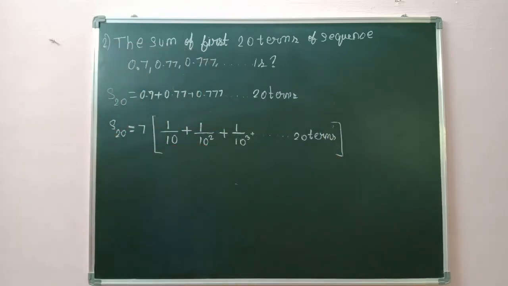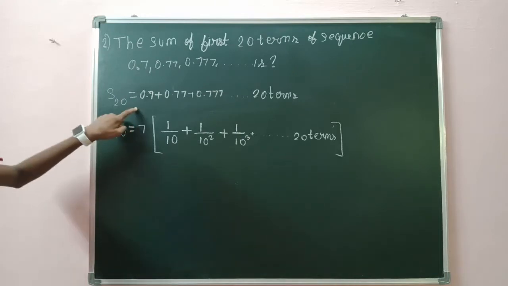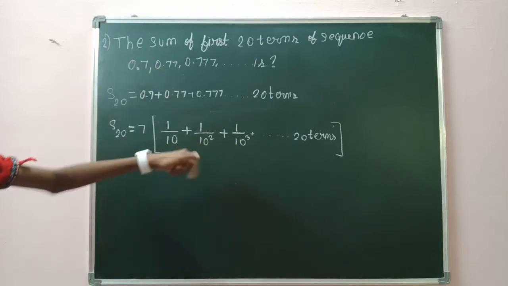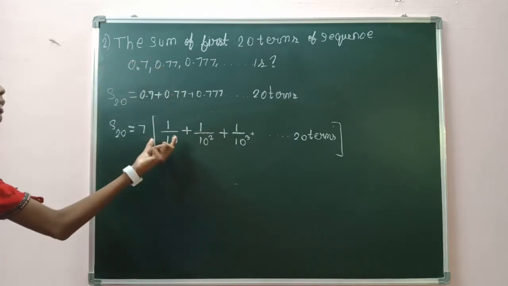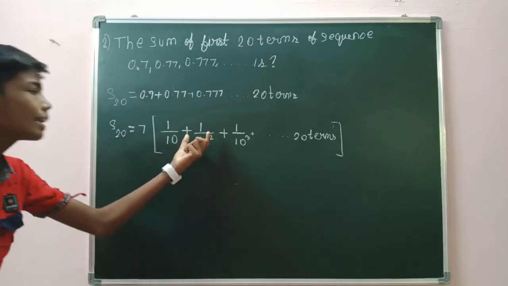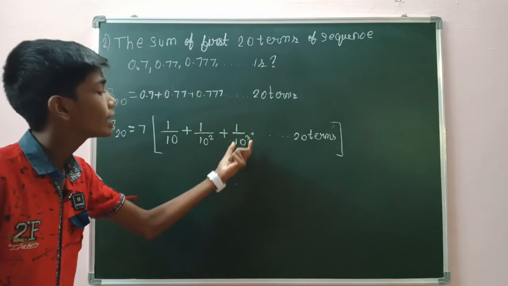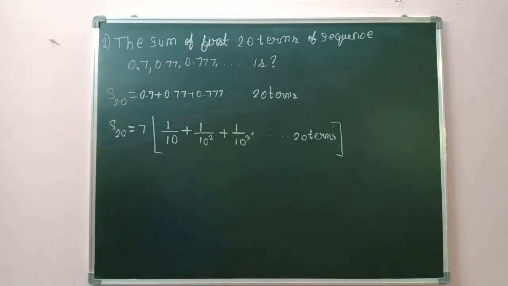It's very simple, people. When you take 7 common, you get 0.1 plus 0.01 plus 0.001, like it will be going. I can write 0.1 as 1 by 10, 0.01 as 1 by 10 square, and 0.001 as 1 by 10 cube, and like that it's going up to 20 terms. So now again, can we use the HP, AP or GP, any of the Sn formulas?